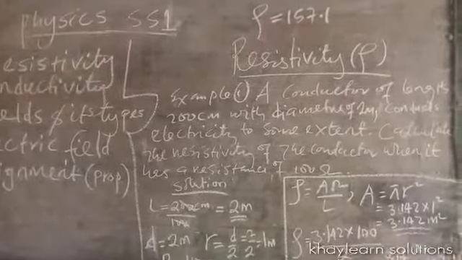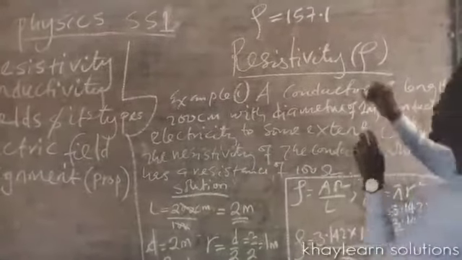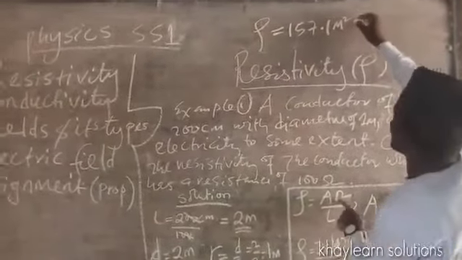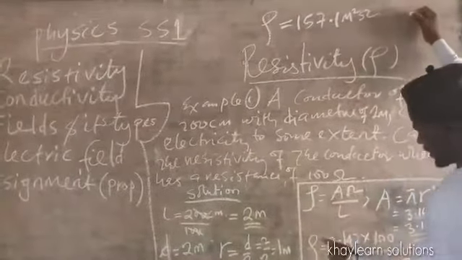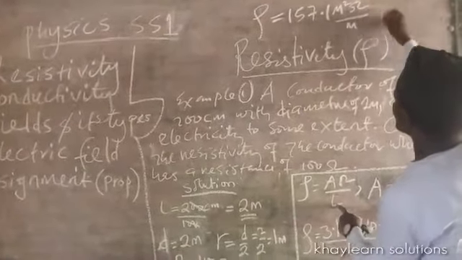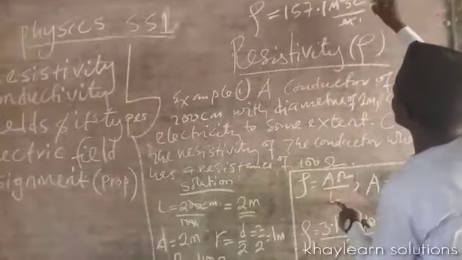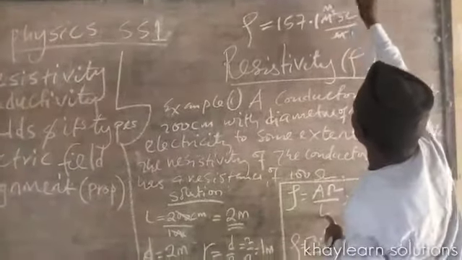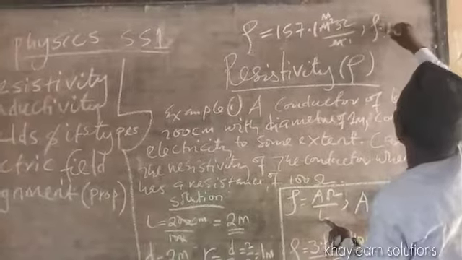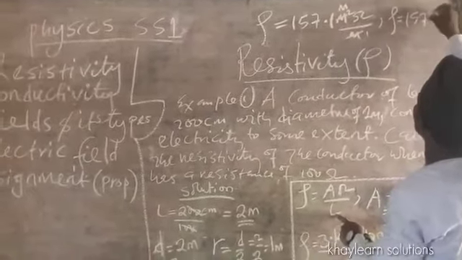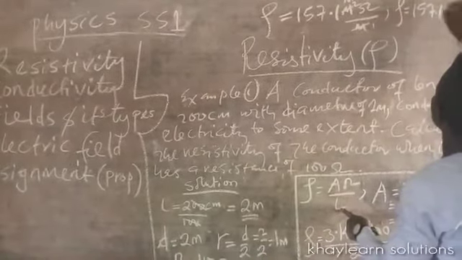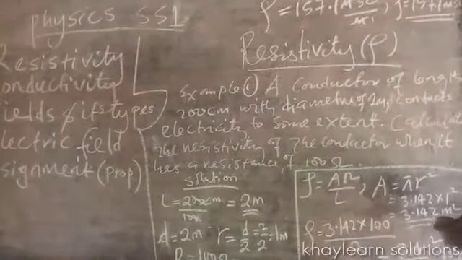How can we get the unit? The unit of area is meter squared. The unit of resistance is ohms. And the unit of length is meter. So automatically 1 meter cancels 1 meter, remaining 1 meter. So automatically the resistivity becomes 157.1 meter ohms. So that is the resistivity of the material.